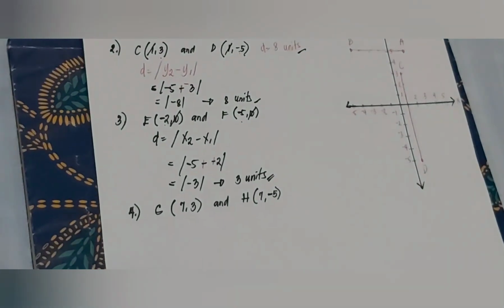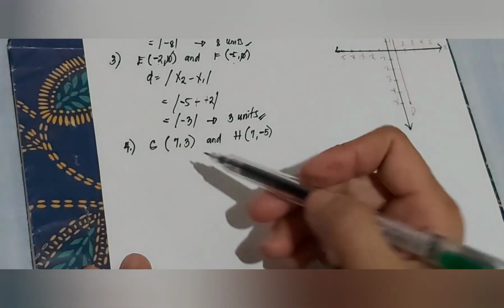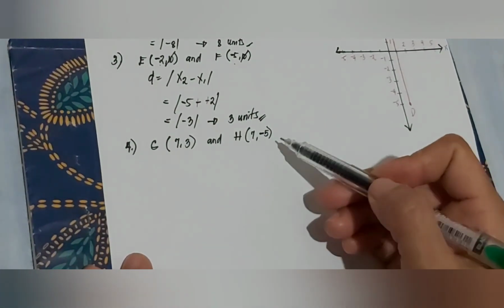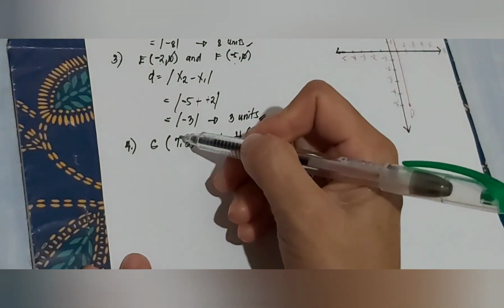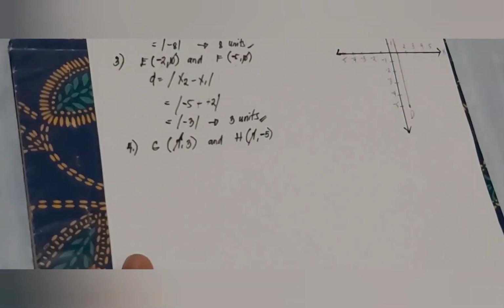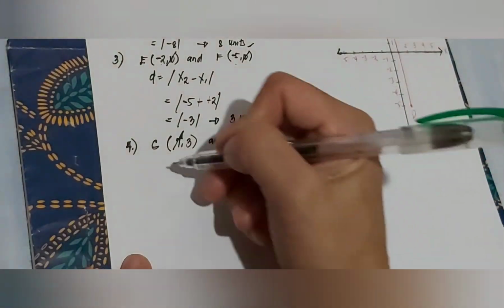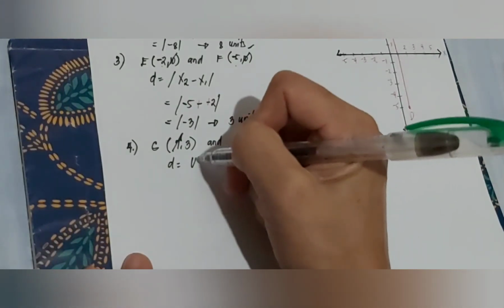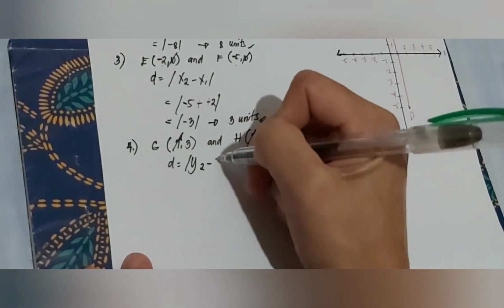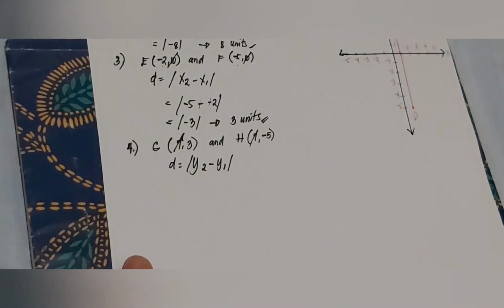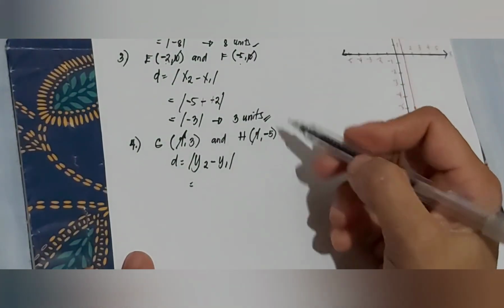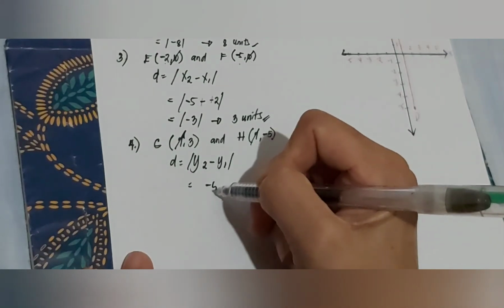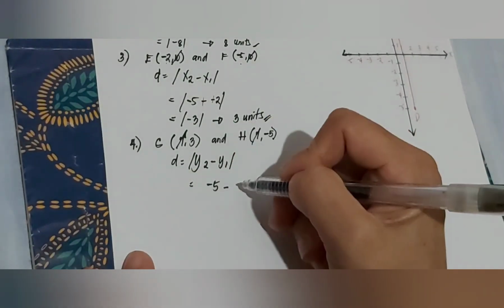That's our answer. Next, last one, we have (7, 3) and (7, negative 5). So we have same x here. So this is vertically aligned. So we'll get our y's. Absolute value of y sub 2 minus y sub 1. Solve tayo ulit. So this is negative 5 minus positive 3.